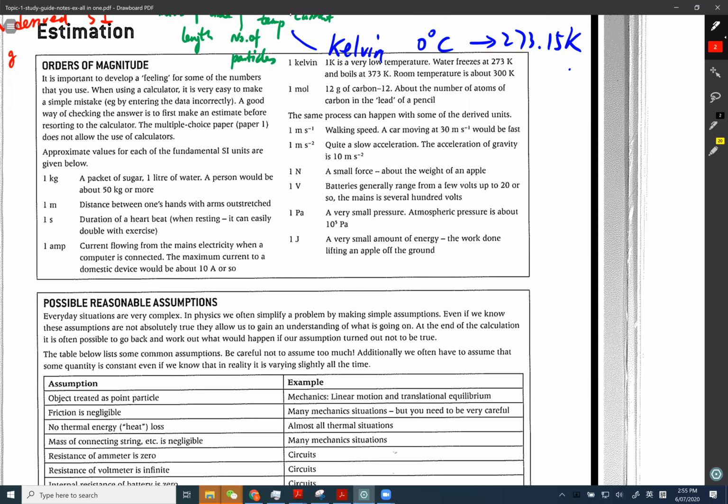In a science exam or IB exam, sometimes they ask you common sense. That would be this table. For example, what's 1 kg in real life? Could be 1 liter of water. Could be a big pack of sugar. 1 meter is around here. A person would be 50 kg, could be 60 kg, could be 70 kg. 1 second is normally one heartbeat.